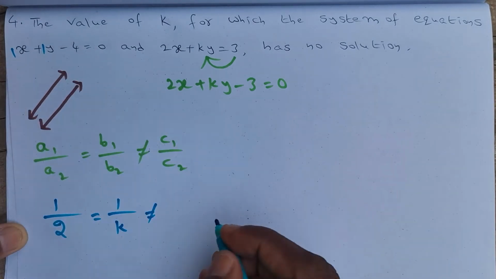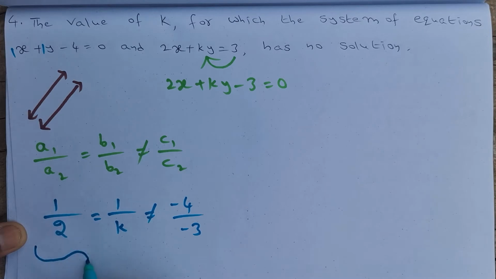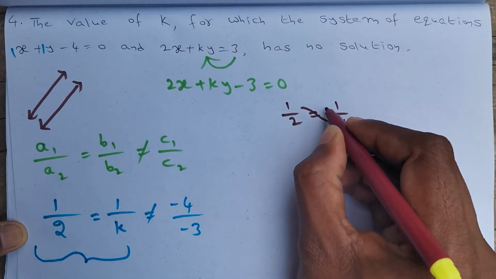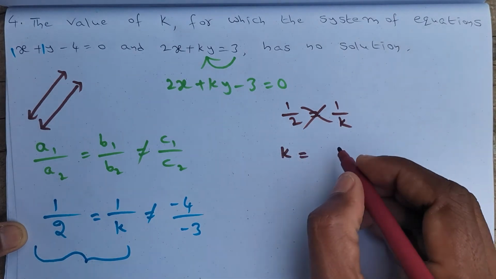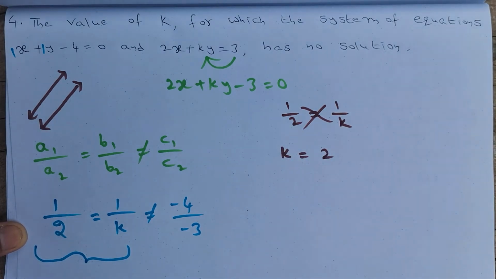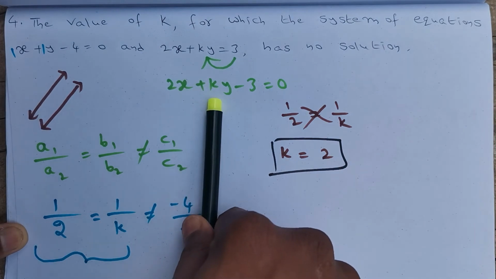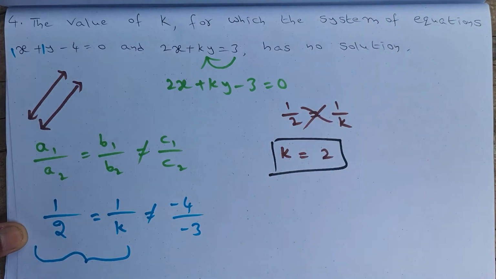Here the constant is minus 4, here the constant is minus 3. Now the first equation and the second equation ratios are equal to each other, so I will take that one. 1 by 2 is equal to 1 by k. I'll do cross multiplication: k into 1 is k, which is equal to 2 into 1, which is 2. So what is the k value then? It is 2. So k is equal to 2. If the k value is 2, then these two equations will have no solution.